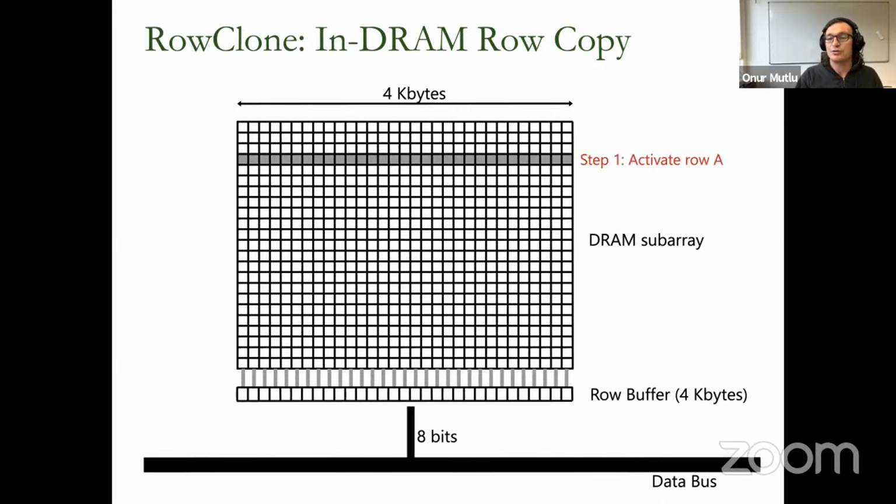Basically, how is it done? You activate the source row first, which brings the data into the sense amplifiers, which is the row buffer. Now the data is stored, captured in the row buffer.